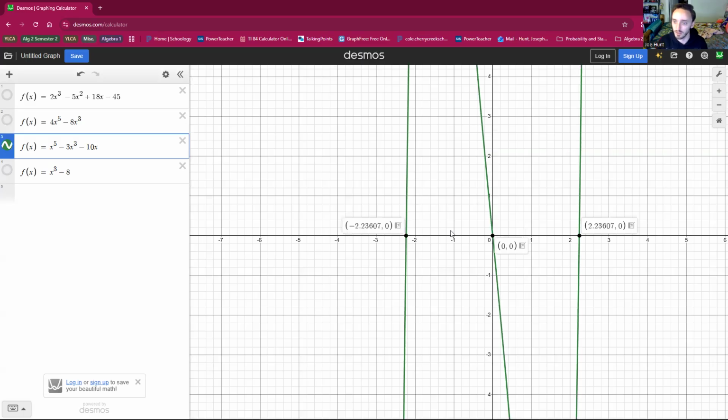decimal that's about 2.236. Now, again, if I wanted to capture the imaginary solutions, I would need a 3-dimensional graph where part of this is going to go into the screen and out of the screen. That's well beyond the scope of what we're trying to do graphically on a high school level.